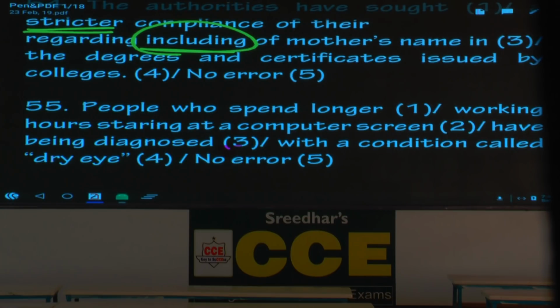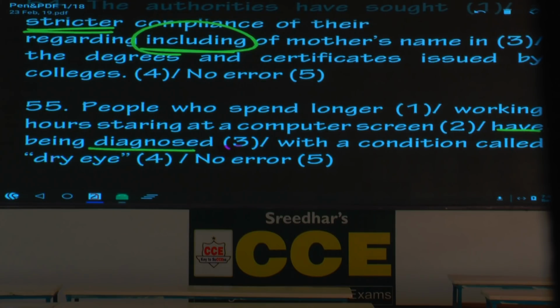55, people who spend longer working hours staring at a computer screen have been diagnosed with a condition called dry eye. Now, where is the error? Please respond. You have taken the test already. Which option? Third option. What is the error? Now, please underline the helping verb have. Then underline the verb diagnosed. Then you should understand the sentence is in passive voice, perfect tense in passive voice.